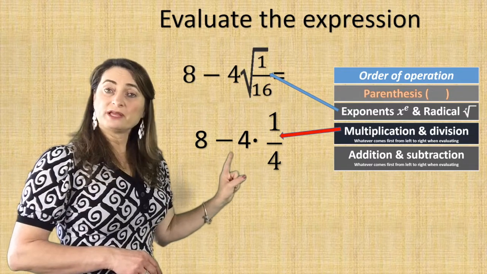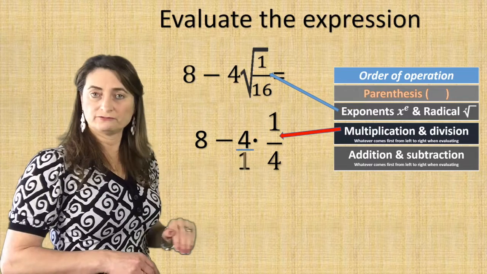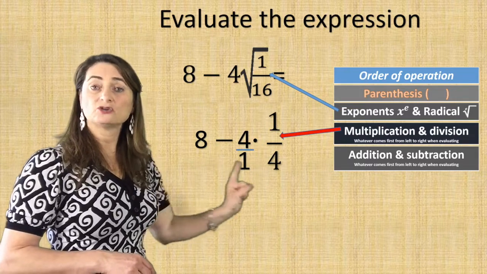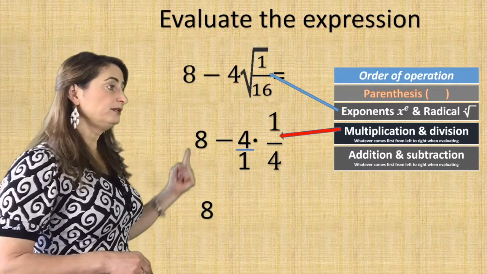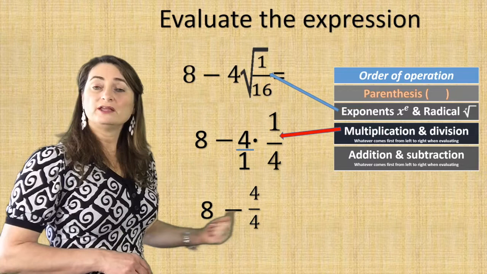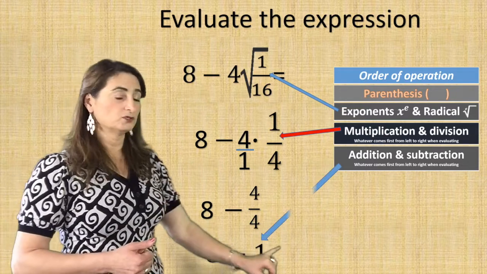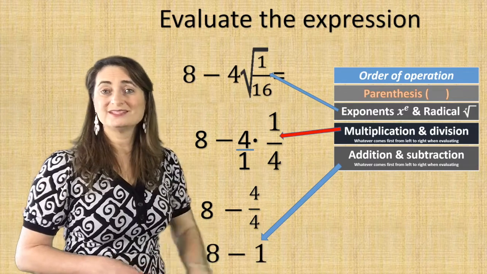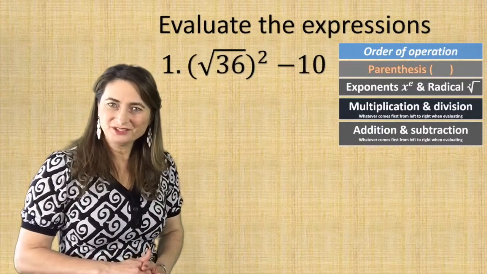For me to multiply fractions, I have to make the 4 a fraction by putting 1 under the 4 and then multiply across. 4 times 1 is 4 and 1 times 4 is 4. Now bring the 8 down, minus 4/4. Simplify the 4/4, which is 4 divided by 4 is 1. So you end up with 8 minus 1, which is 7. Your answer is 7.